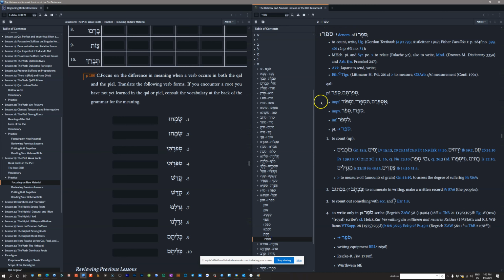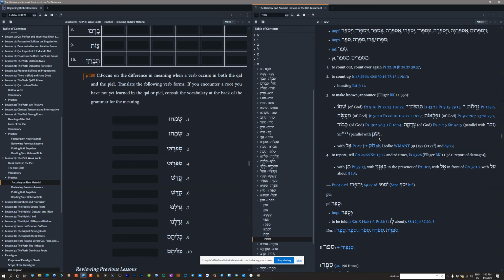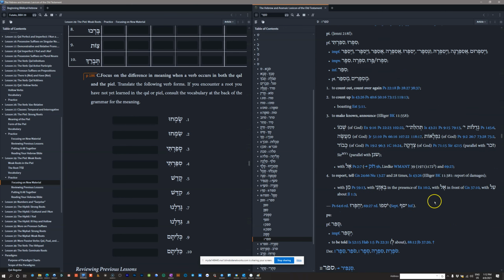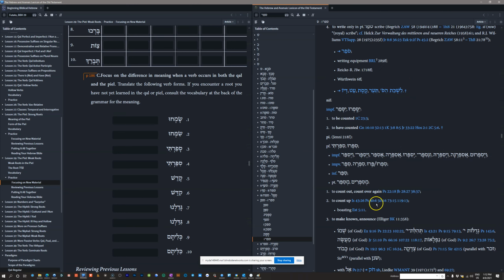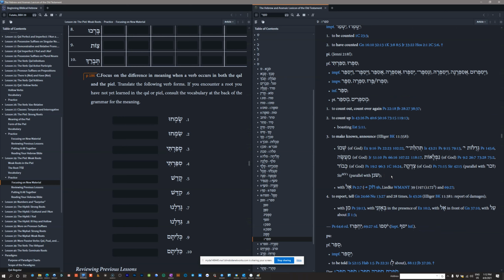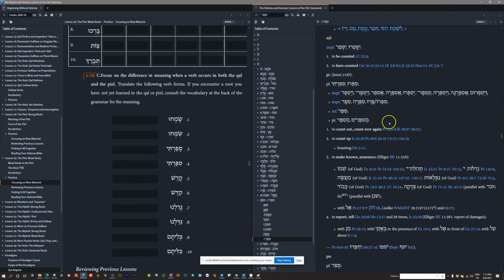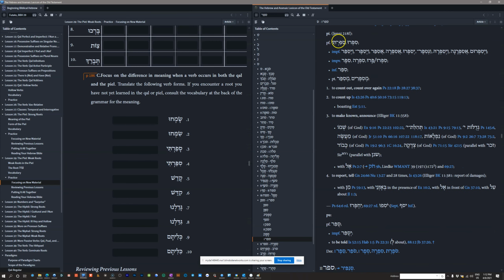All right, so safar in the cal means to count. When we go into the PL, it means to report or to tell, or you might say, if you want to link count in the cal, you could say to recount, not recount as in count again, but recount as in recount a story, to report something. I mean in the specific sense, not of counting again, but of telling again. That's what the PL form means here.